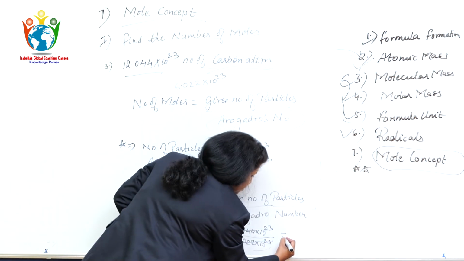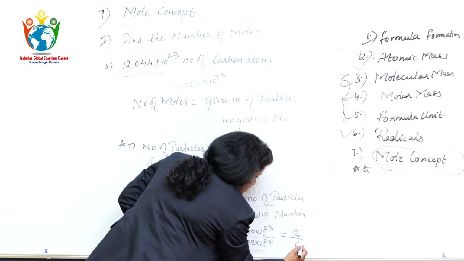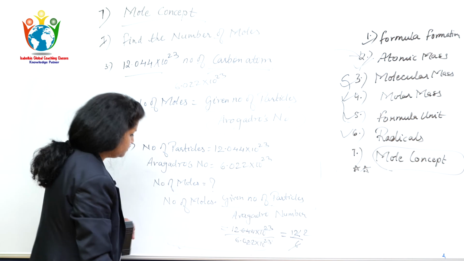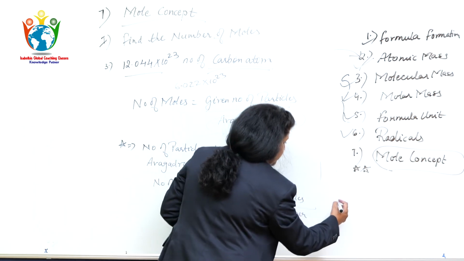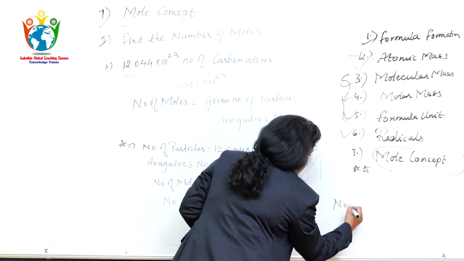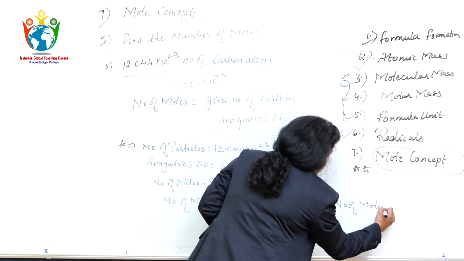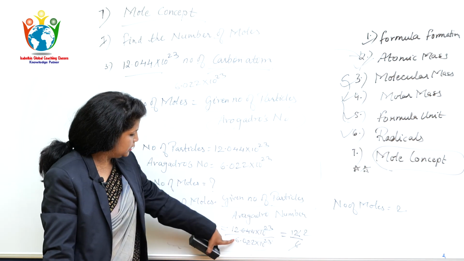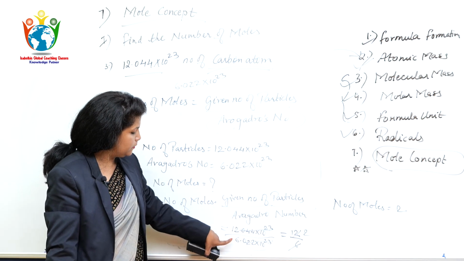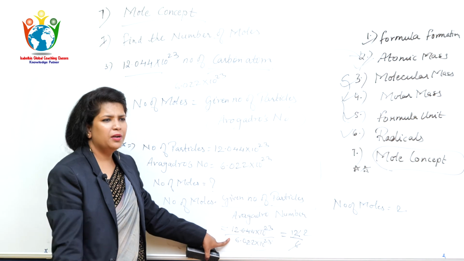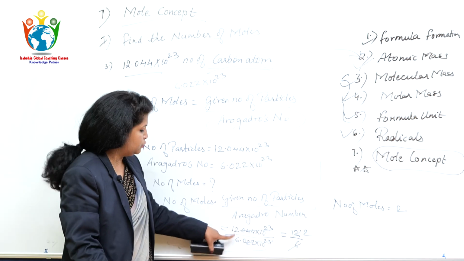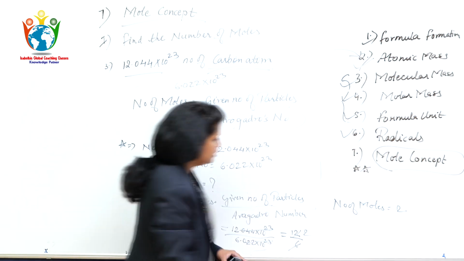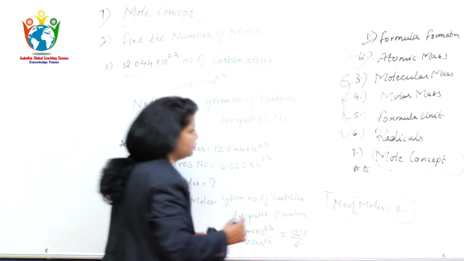Now, you are left with 12 upon 6. 6 ones are 6, 6 twos are 12. So, you are getting the answer. Where am I supposed to write? Can I write over here? Yes, we can. Number of moles is equals to 2. Fine? Am I clear? This is 12 upon 6. You can say 12 by 6. Everybody has a different way of saying. I say 12 by 6 or 12 upon 6. So 6 ones are 6, 6 twos are 12. So I got the answer. I hope I am clear with this concept.